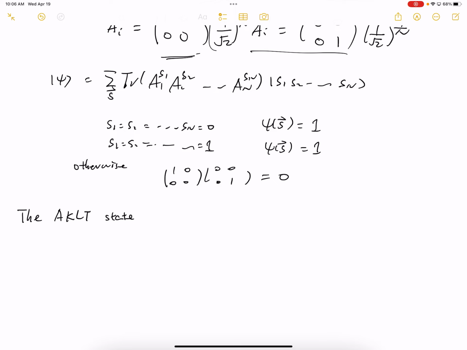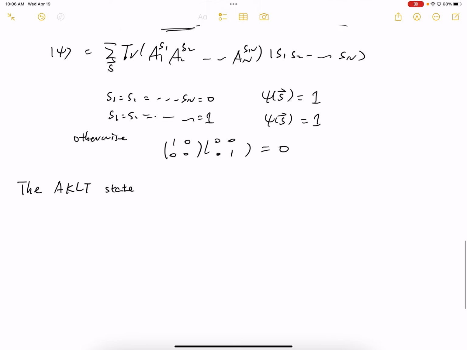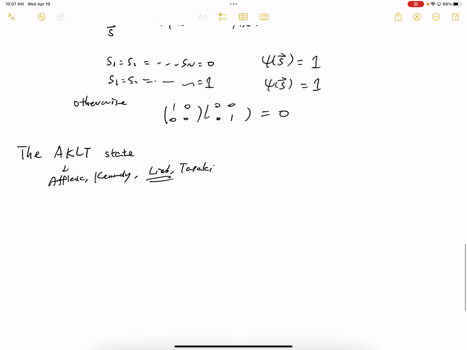So this AKLT actually stands for physicists' names. So this is Affleck, Kennedy, Lieb, and Tasaki. So the most famous physicist here is Lieb. He's a professor at Princeton, and he actually did a lot of important work in condensed matter physics in the last century. I think there are only 5 completely rigorous general theories in condensed matter physics, and Lieb contributed to 3 of them. So he's a pretty famous theoretical physicist of our age.